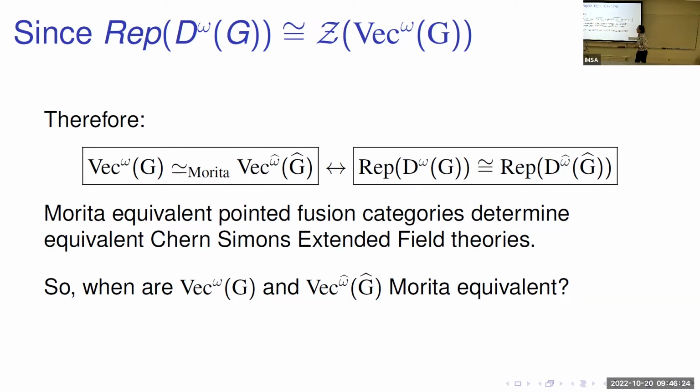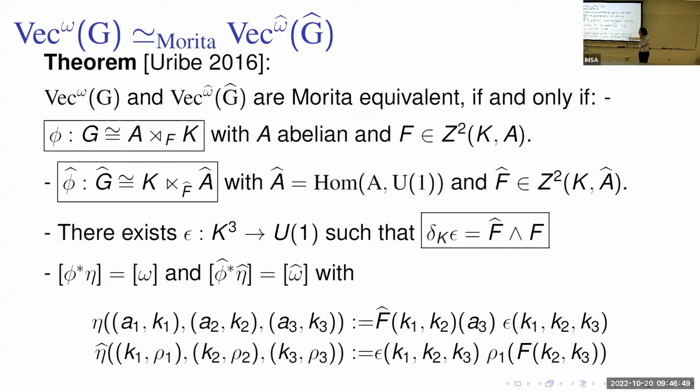So one question that one could ask, of course, is since this is already what's happening at the circle for the extended Chern-Simons theory, then we know that whenever these two categories are Morita equivalent, they will give me equivalent extended Chern-Simons theories. So one question is to what type of groups together with twistings are equivalent. And so this is some work that I did in 2016.